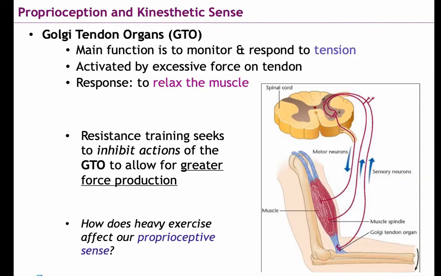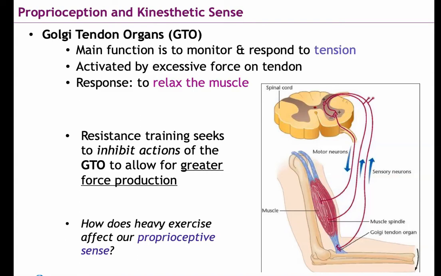Well, I would normally ask this: what would happen if we let our body relax with a heavy load on our back? We would fall to the ground, right? I know somebody was thinking that. You're right. So resistance training actually wants to inhibit the action, which means to stop the action, of the GTO to allow for greater force production.